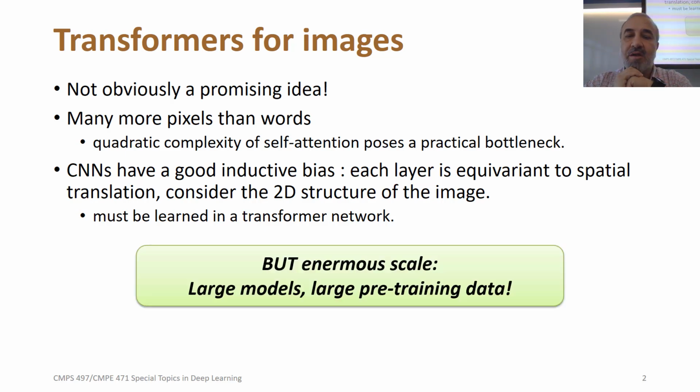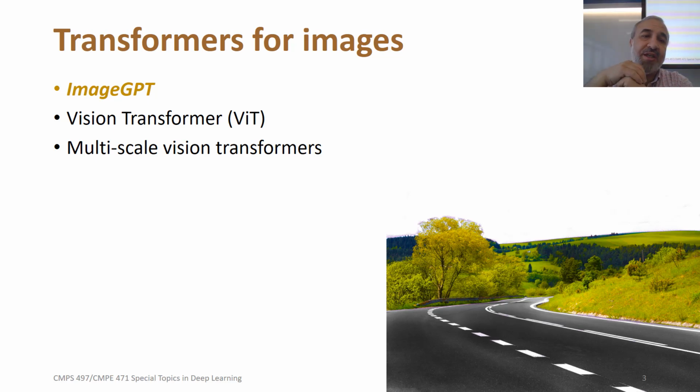But nevertheless, with the scale of transformer models and the scale of the data that is available, and that you will see inshallah very soon, we can achieve good performance relative to the performance of CNNs. We will discuss three models that are transformer based for images. First, image GPT, and then vision transformer, and then a version of vision transformer called multi-scale vision transformers.